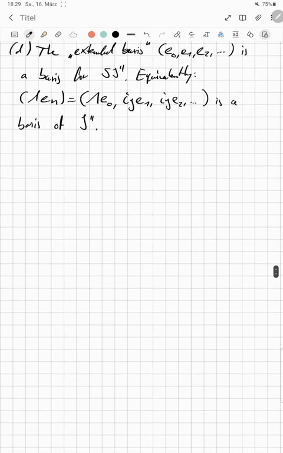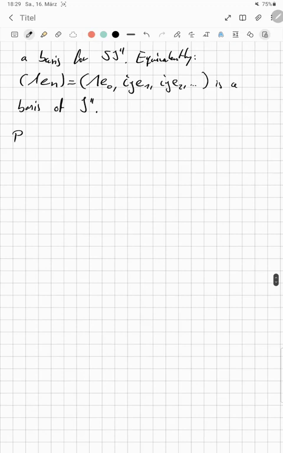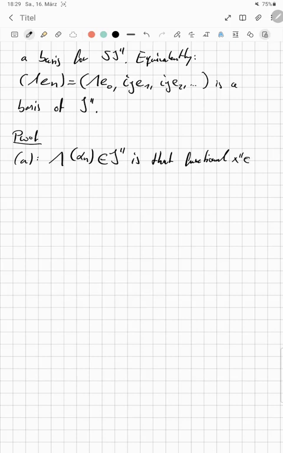And we will now get to the proof. So first we will prove A. And we know that lambda alpha n, which is an element of the double dual space, is that functional x dash dash from j dash dash, for which x dash dash applied to the coordinate functionals is just alpha n.